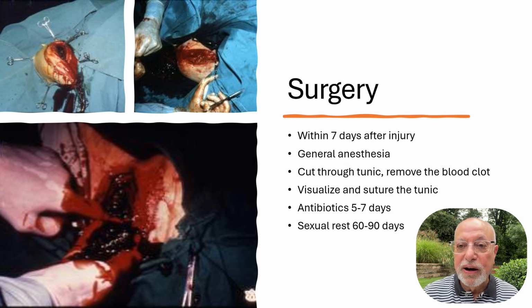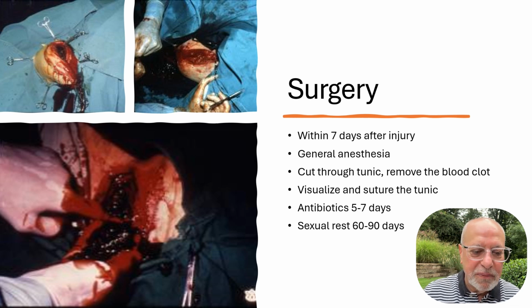As you can see at the bottom picture, it's pretty messy. So you remove that clot as much as you can, and then rinse that area, identify the rent, where the tear is, and then try to suture it. Without going into too many details on how to do this surgery, I have mentioned two very good references at the end. I would strongly recommend that those of you who are interested, please read those carefully.